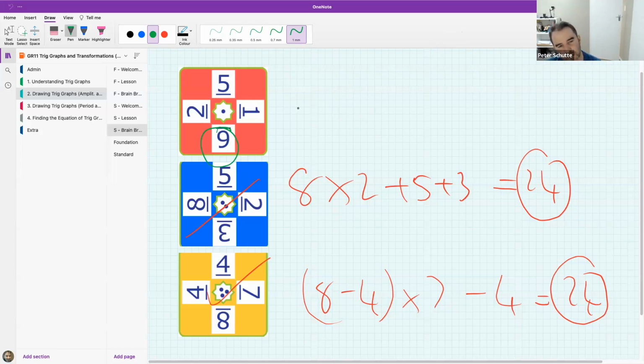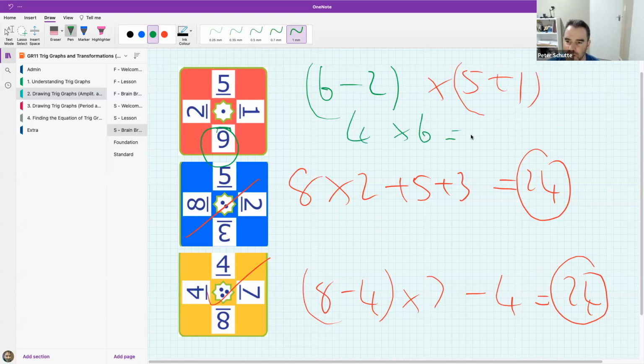So how come the red one's meant to be the easiest? Why is this causing such trouble? 6 minus 2 times 5 plus 1. Well done, Nompilo. That was a toughie today. The red one was like the toughest one. So 4 times 6, which gives us 24. And 6 times, yeah, fantastic. Nicely done, guys.